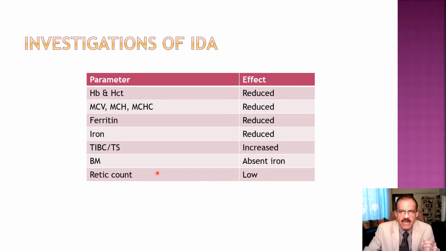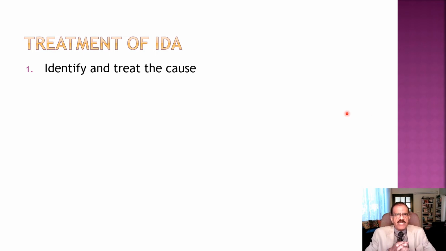It would certainly not be high. So this is the total picture of iron deficiency anemia. The treatment of iron deficiency anemia is important. First of all, it is important to identify the underlying cause. If that is possible, I think that is absolutely great.